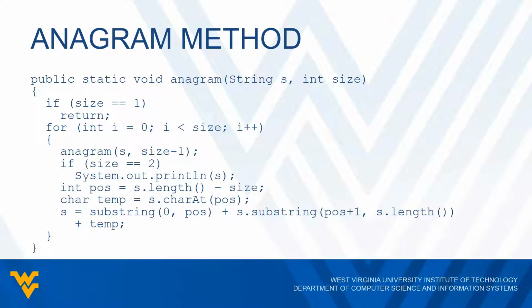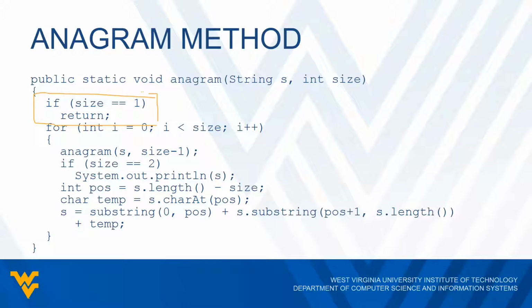Here is our method for anagramming a particular string. We pass two parameters in this case: the string itself and then the size. I know we said before that we could just pass the size, but we're going to include the string here as well to make things easier for us. So we have our base case right up here at the top, where if the size of our string is 1, we're just going to return it because we can't anagram that anymore.